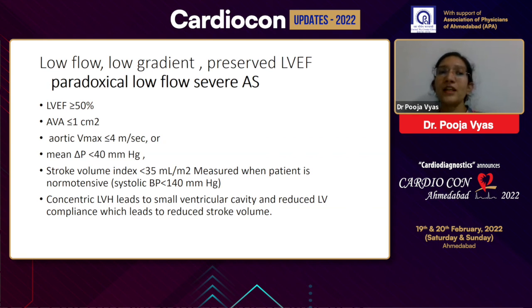Here, what happens with severe AS, there will be concentric LVH, and it will lead to a smaller ventricular cavity, and this LVH will lead to reduced LV compliance. So ultimately, all these things together will lead to reduced stroke volume, and so low stroke volume will give us paradoxical low flow severe aortic stenosis.